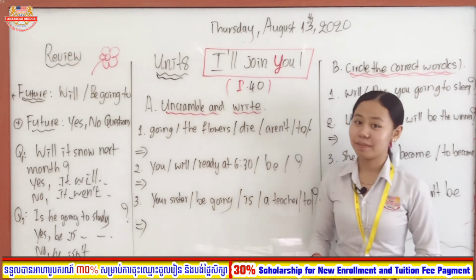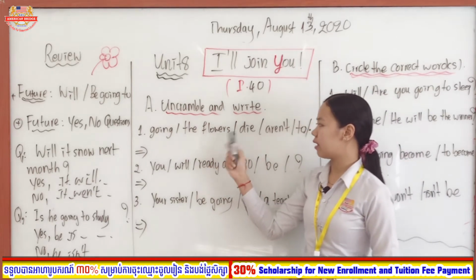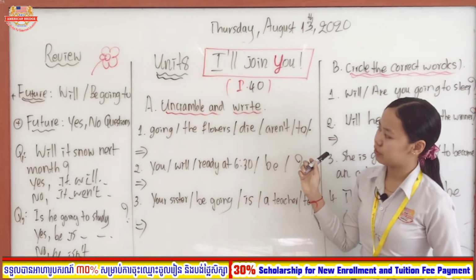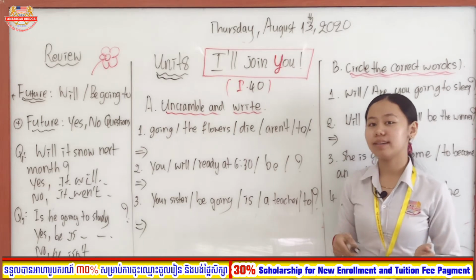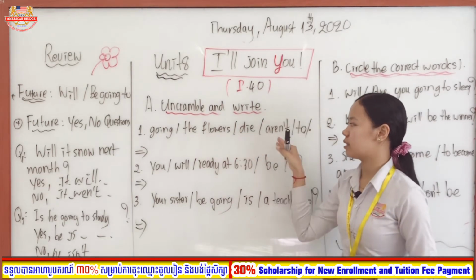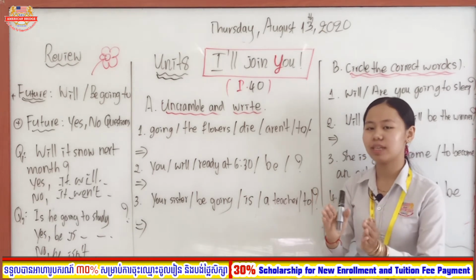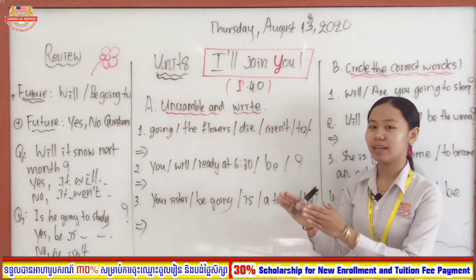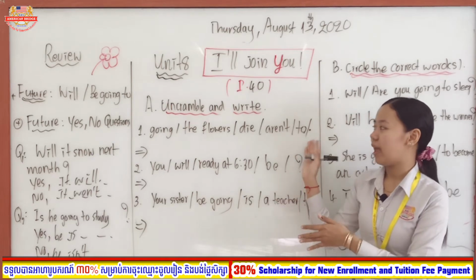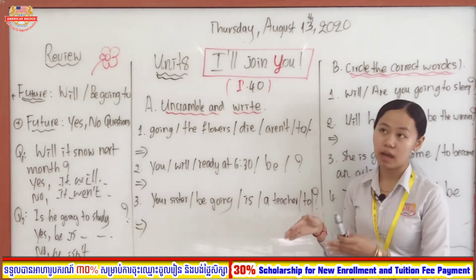Thank you everyone, welcome back. Number one: going, the flower, die, and aren't, to. Try to find the subject and verb because it's in the negative form. In the negative form, we have the subject, and then we have to be, plus not, and going to, and then the object, which is optional.